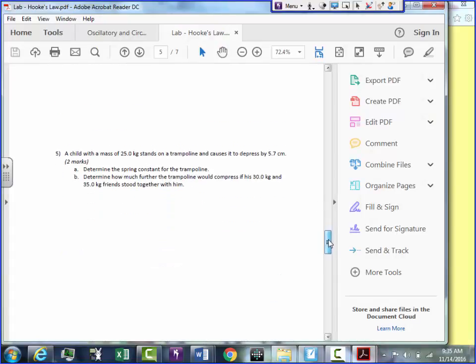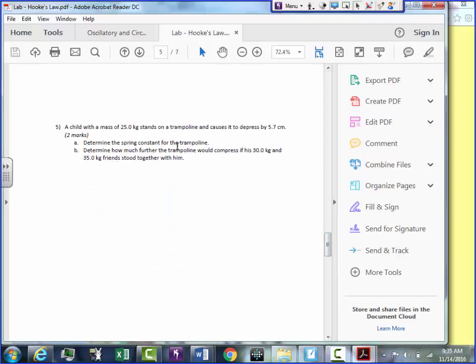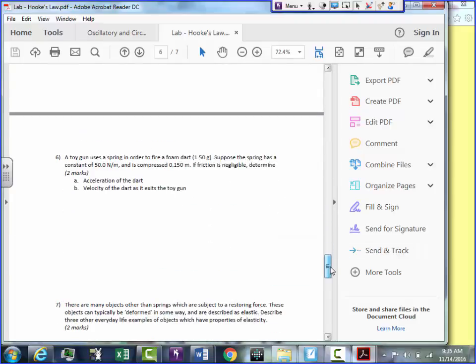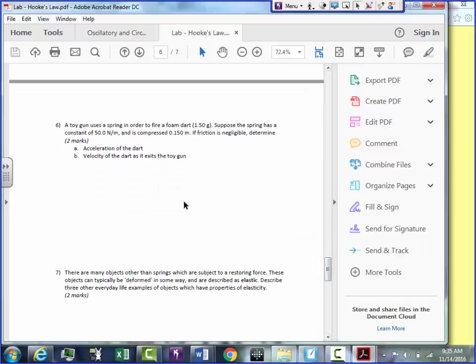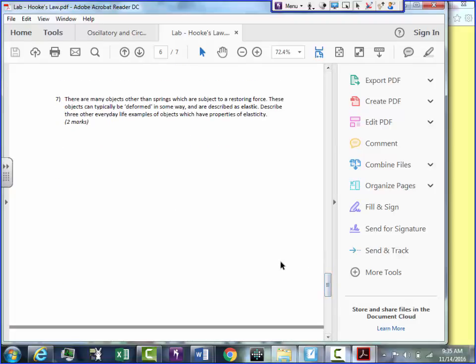The rest are really just some questions. So you've got a question where you're gonna find some spring constants based on a kid on a trampoline, and another one here on a toy gun spring. So you guys can work on those ones when you get to there. And then the last one here, there are many objects that would have a restoring force where objects are deformed in some sort of way.